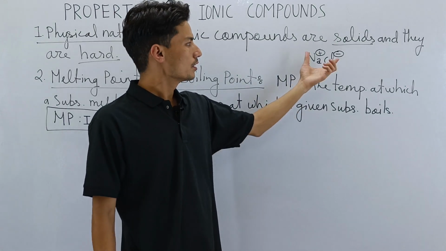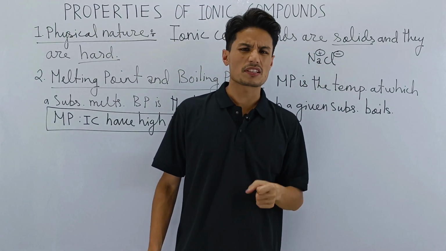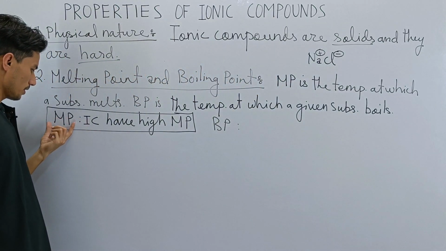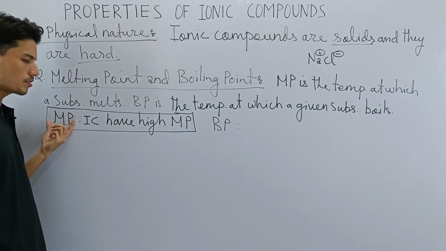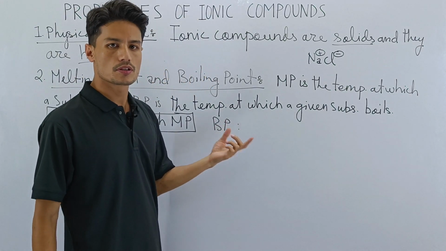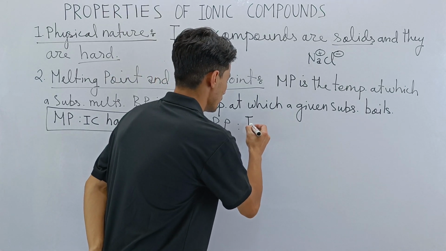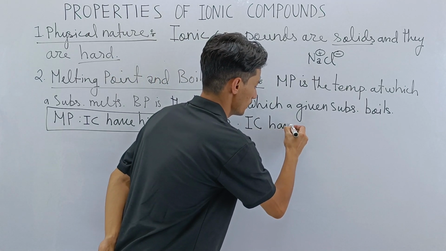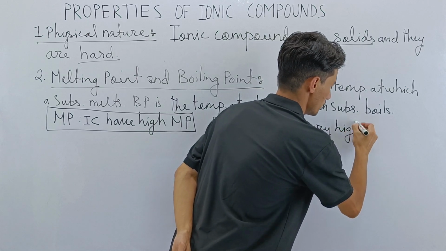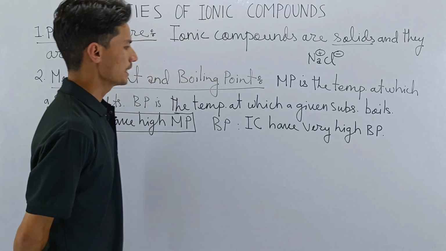The force between the positive and the negative ion is the strongest, so it's not easy to break it. So melting point: to break the bonds is not easy. Boiling point: again, breaking the bond is not easy. So boiling point is also tremendously high, very, very high. Ionic compounds have very high boiling point. So this is the second point.